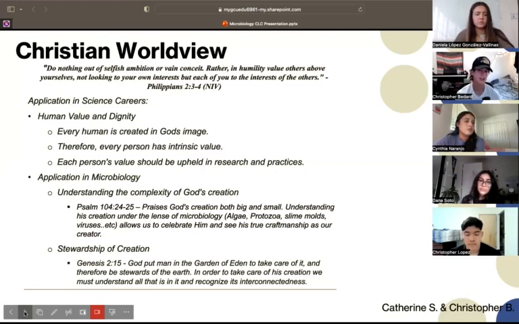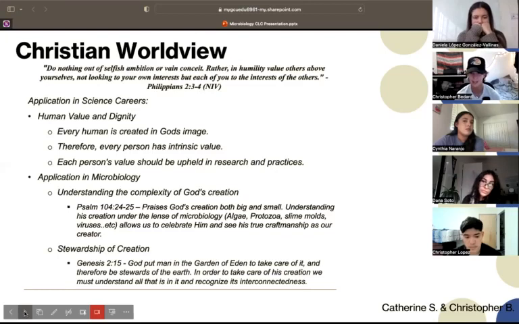And we want to tie that to three main points of human value and dignity. One being every human, every student, every person is created in God's image perfectly. And two, that ties into therefore every person has intrinsic value, which therefore means each person's value should be upheld in research and practices.